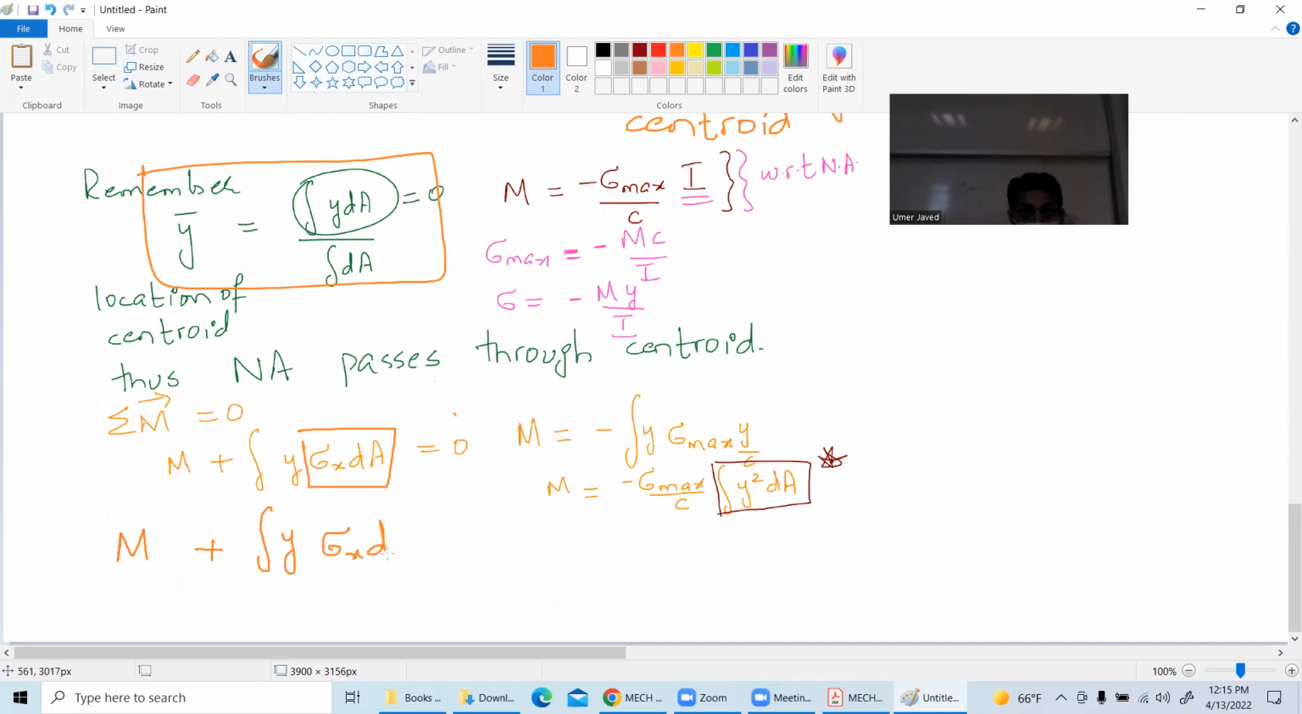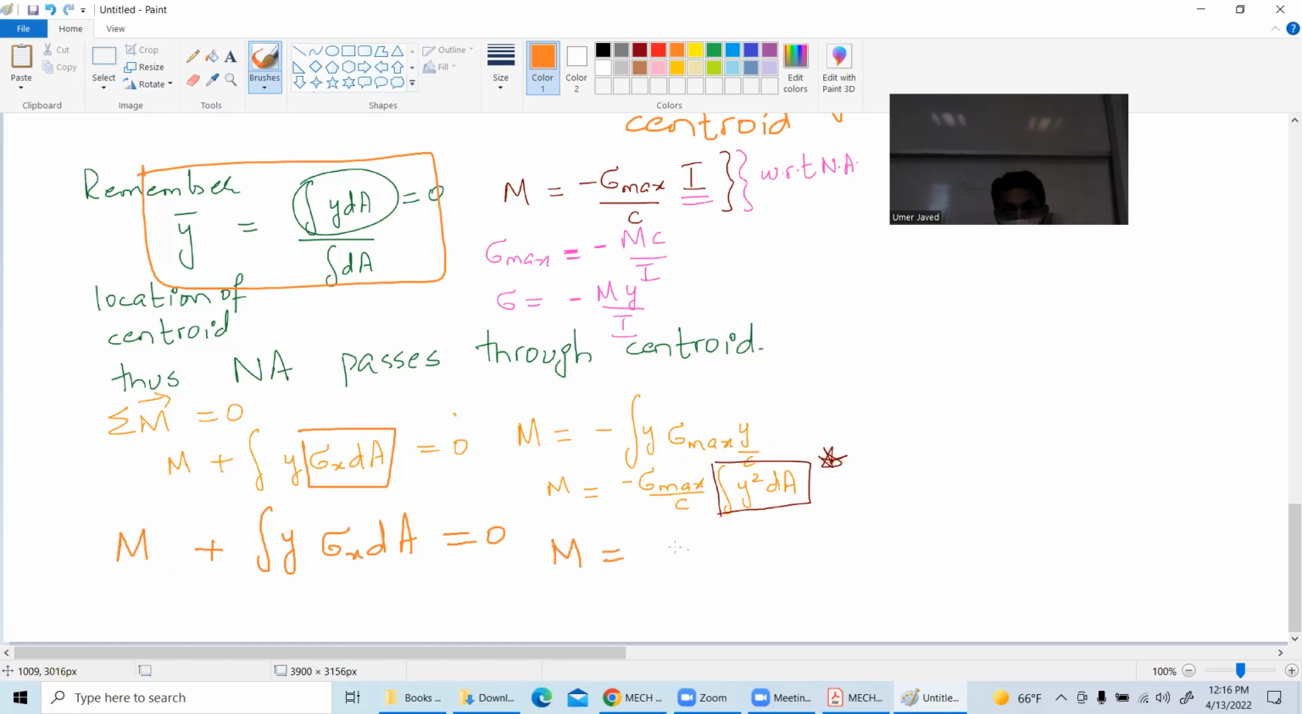Force multiplied by distance. What is force? This chunk. What is distance? This distance from the neutral axis. So force multiplied by distance plus the moment that you are applying, everything equal to 0. So in this way, you get a nice and beautiful expression for M. You do one more step and you get this answer.